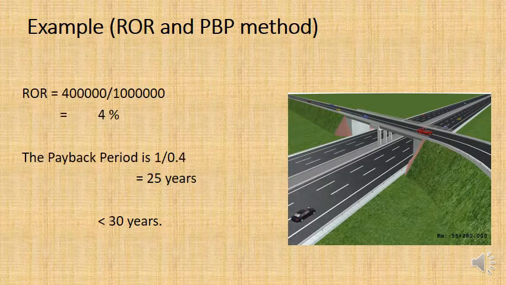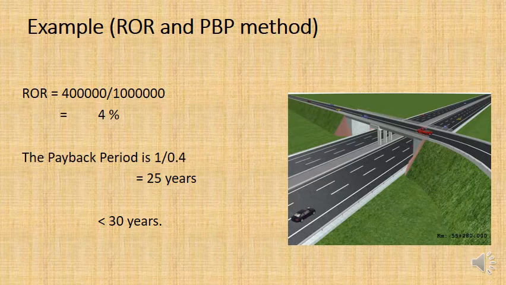So let's look at this. The rate of return method is basically looking at the benefit or profit you would be making every year as a proportion of what you put into it. So 400,000 over 10 million. That is 4%. The payback period is 1 divided by 0.04. Sorry, I'm missing a zero there.